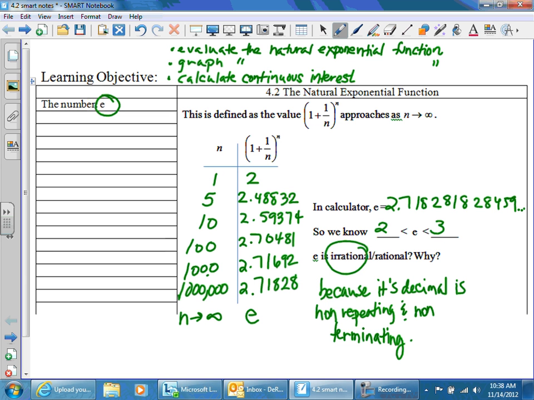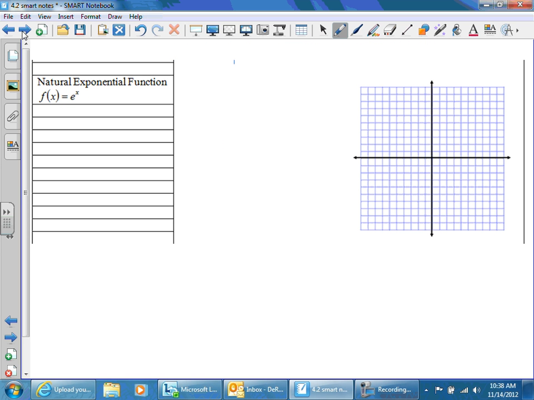Okay, well, let's graph some of these values for e. And you can get your graphing calculator if you want. Or we said, well, I know that e is between 2 and 3. So I know this function has to be between 2 to the x and 3 to the x. So I'm going to sketch those on really quick.